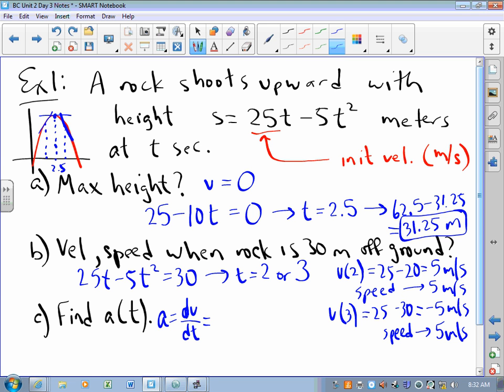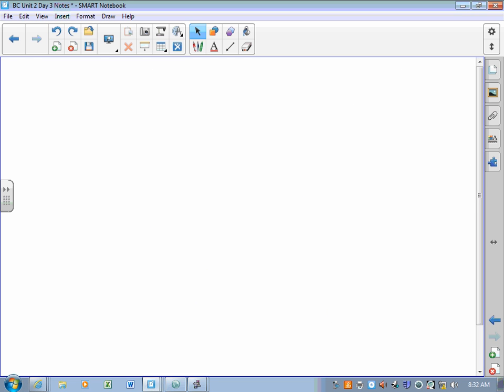And so the derivative of velocity: the derivative of 25 is 0, but the derivative of negative 10t is negative 10. And the units on that are meters per second per second. So there's your acceleration function. Excellent. Let me go one more.